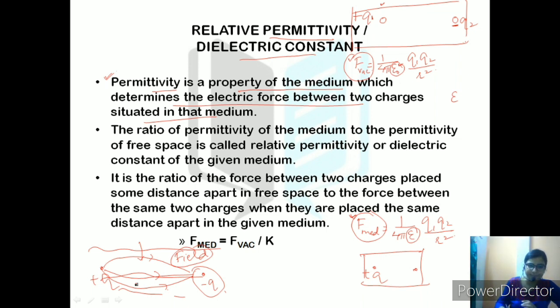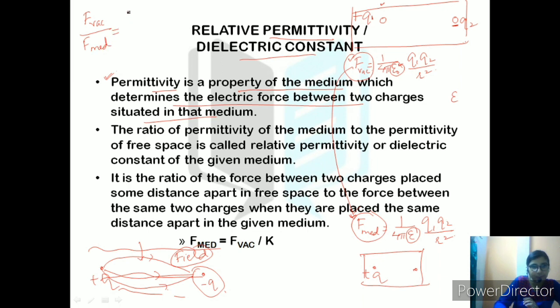And by what amount will it change? It is given by this epsilon, which is called permittivity. Now we want to compare by what amount this force is decreasing. When we have to compare, we will divide. I'm writing it here: we will divide the force in vacuum by the force in the medium.